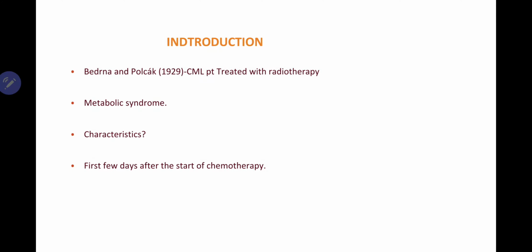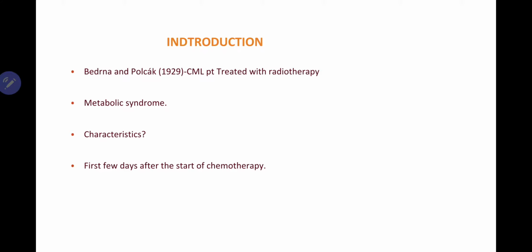In 1929, Bernard and Pollock described tumor lysis syndrome in patients of CML who were treated with radiotherapy. They described it as a metabolic syndrome due to breakdown of the cell. We all know the characteristics of tumor lysis syndrome, that is hyperkalemia, hyperphosphatemia, hypocalcemia, and hyperuricemia. And it must be remembered as it is asked as a common MCQ.